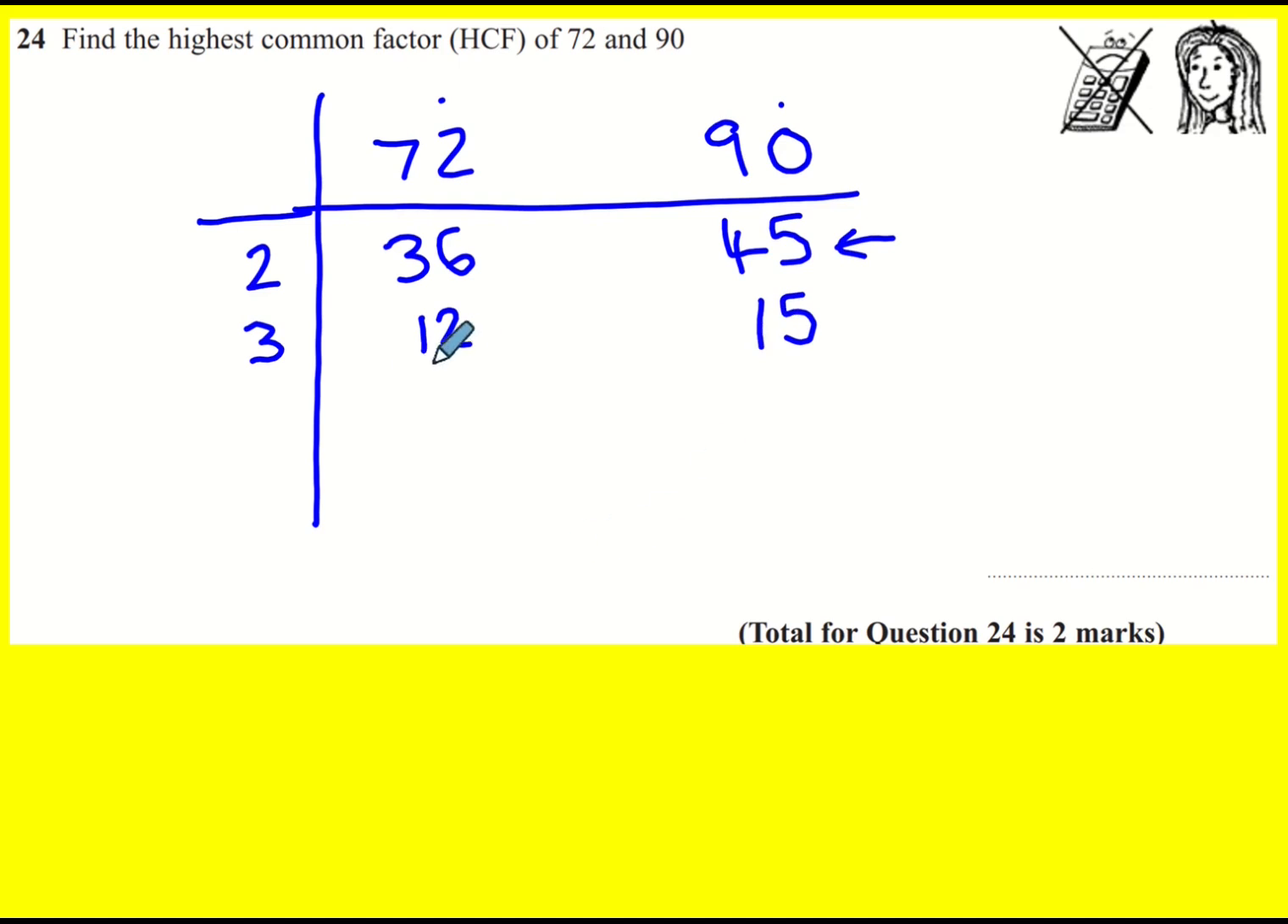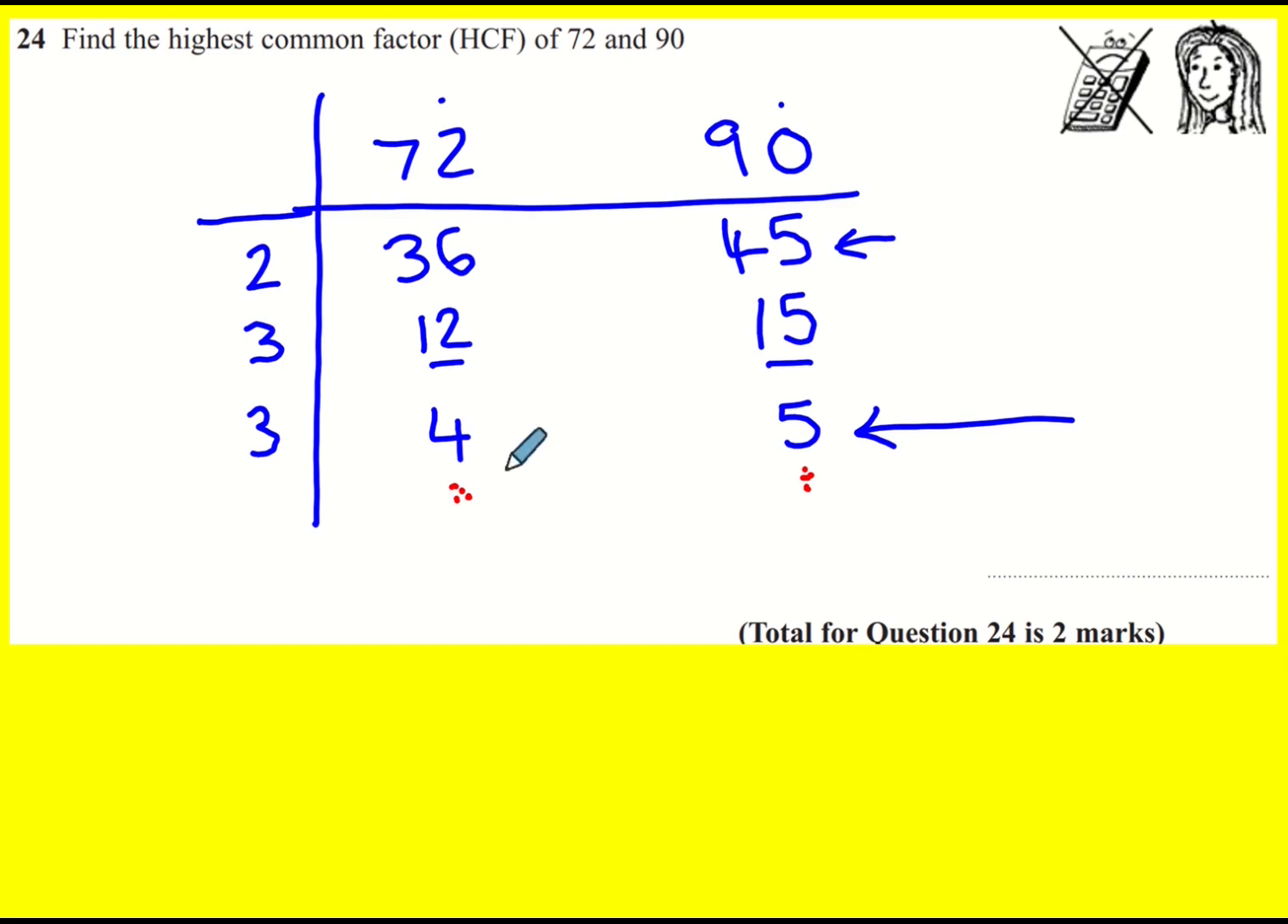And then I can see that another common factor of these two numbers is 3. So I'm going to take out 3 as a factor again and get 4 here and 5 here respectively. And it's when you get to this point on the table where you don't have a common factor between these two numbers any further. So you stop at this point because there are no common factors.